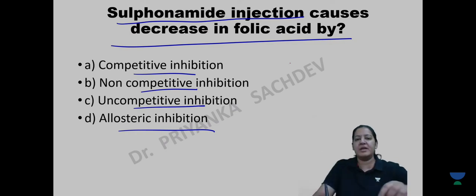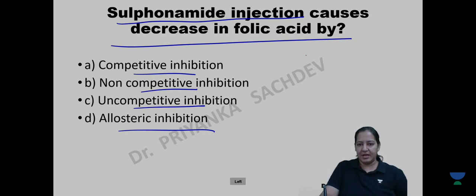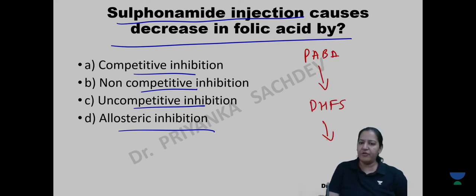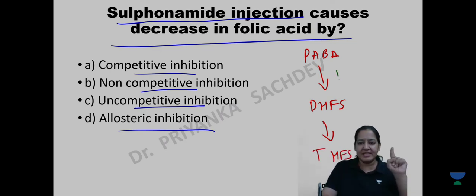If you have confusion in this question, let me tell you. This is PABA. I have told you PABA gets converted into dihydrofolate, and dihydrofolate gets converted to tetrahydrofolate. We all know that, right? The first enzyme is folate synthetase. The second enzyme is dihydrofolate reductase.